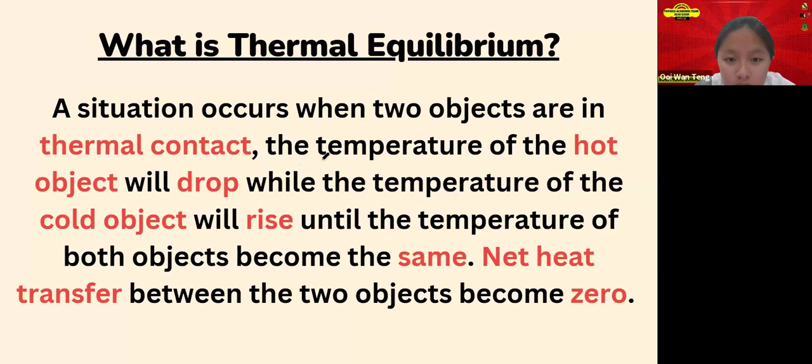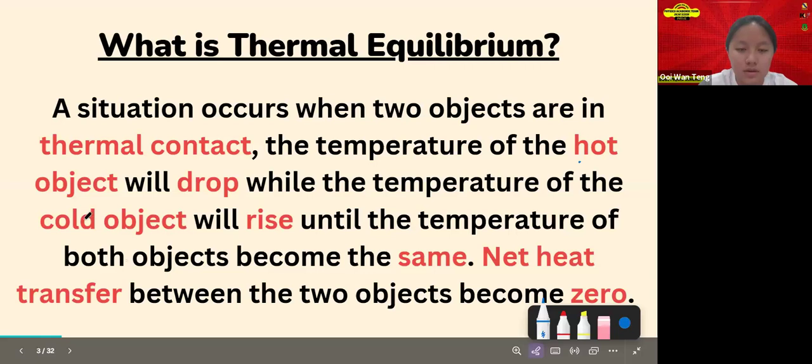Let's continue. The temperature of the hot object will drop while the temperature of the cold object will rise until the temperature of both objects becomes the same. And the net heat transfer between the two objects becomes zero.